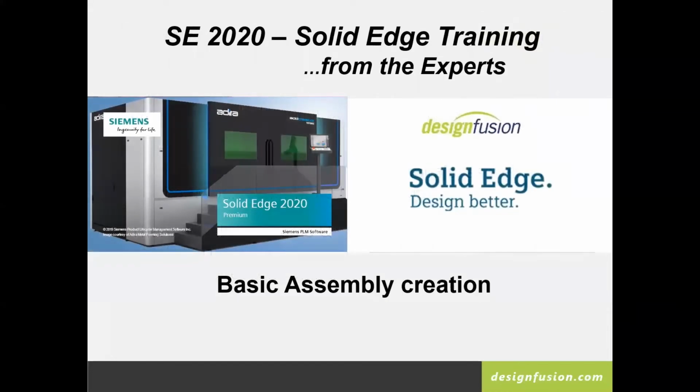So let's have a look at basic assembly creation. If you've been with us through this series, we've learned how to make parts both in ordered and synchronous. We've learned how to make sheet metal parts in ordered and synchronous. Now we're going to learn how to assemble them.